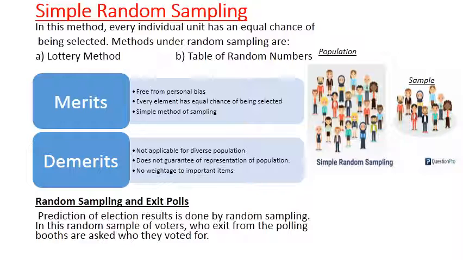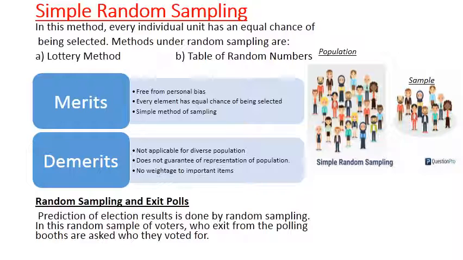Lottery method, as you all know, we write down the names of the people on a piece of paper, collect those pieces of paper in a box, and then randomly draw the names of the people. So that is the lottery method.